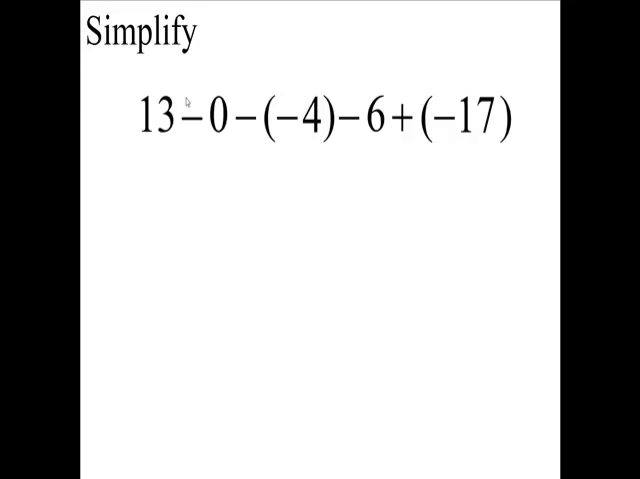Simplify. 13 minus 0 minus a negative 4 minus 6 plus a minus 17. Now as we simplify it, let's just ignore the first two numbers. Copy them down. And let's look at the negative 4 and the negative 6. Copy them down here. And let's think about this for a minute.